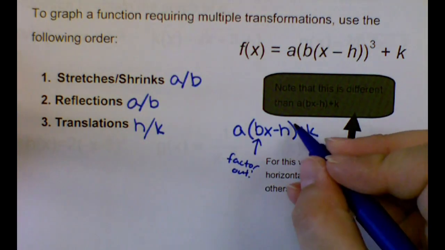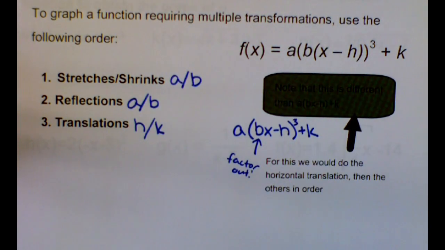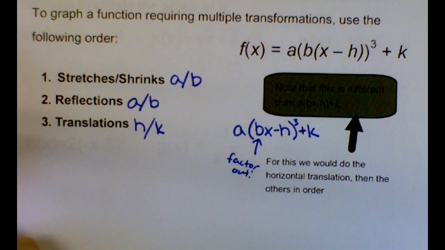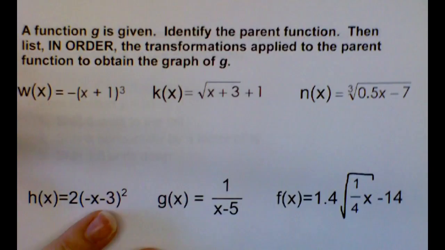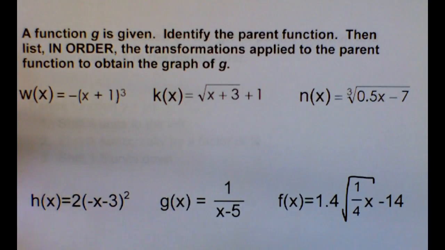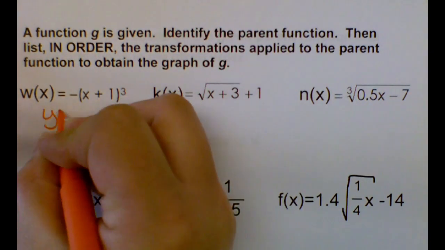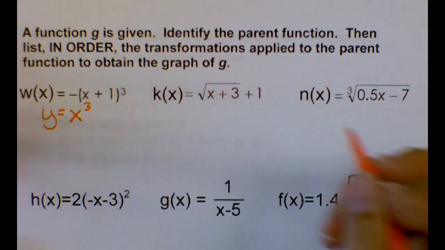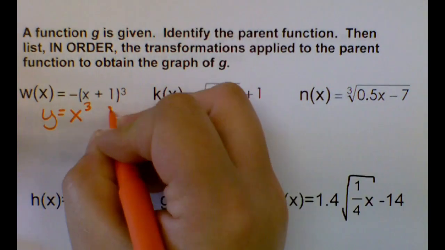Oh, sorry, I had it cubed there, didn't I? There we go. We always want to factor that value out to follow these steps. So we have a function given. We need to identify the parent function and then list in order the transformations applied to the function to get this graph. So the parent function should be a pretty simple step. W of x is negative x plus 1 cubed. Well, that's formed from y equals x cubed. That's our parent function, right? PF.